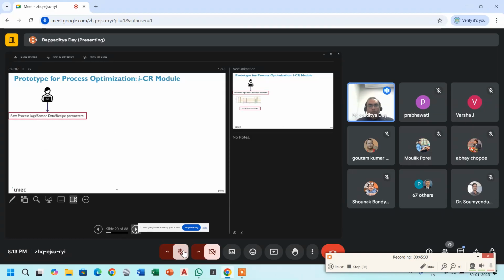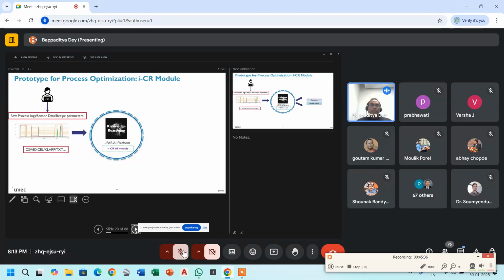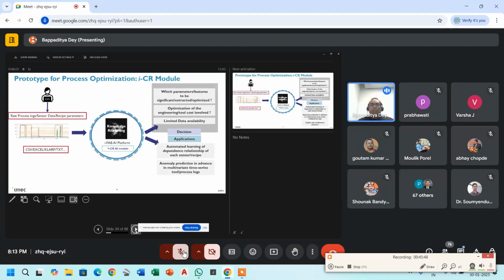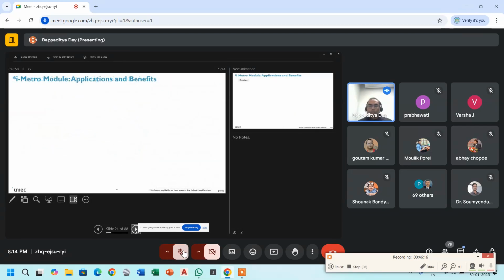That is not important. So similar for sensor data, right? We have data in two formats mainly. One is image based and one is sensor based. That means you have some signal, and the model can make the same decisions for this one, and the applications are different, like automated learning of the dependence relation between each sensor, or anomaly prediction in advance. So basically your model is going to predict that in the next 5 seconds or in the next 10 seconds, some recipe or some process is going to fail. So we have enough time in hand to save the wafers from being scrapped, right? And explain why the tool or the process is drifting. So we are also working in this domain.